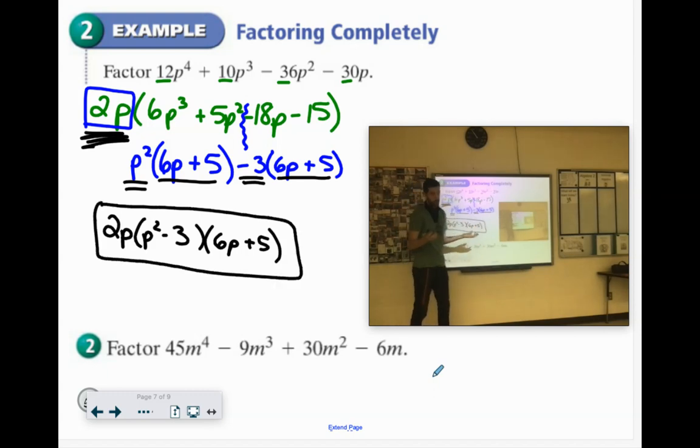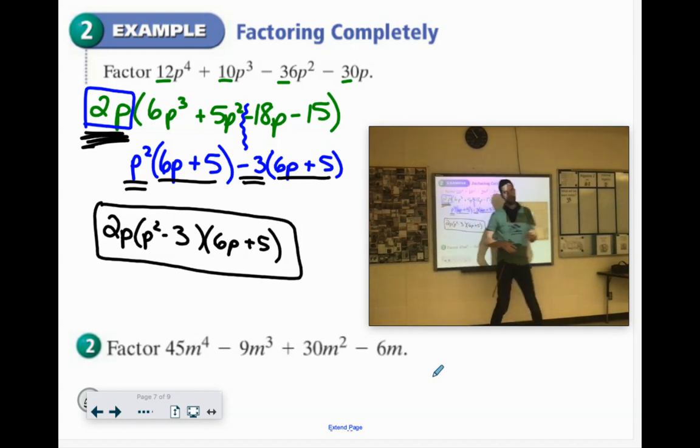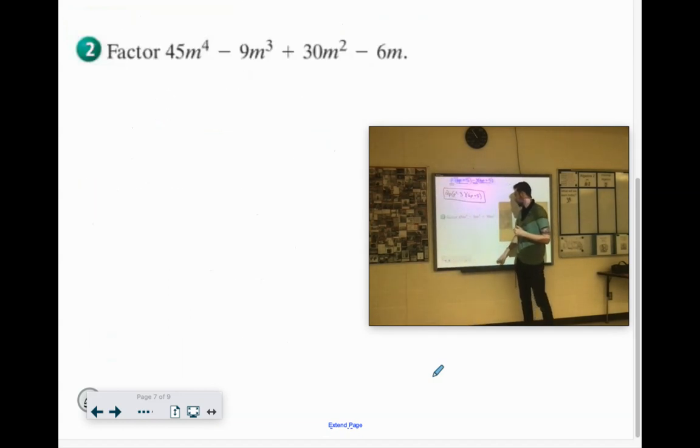Now, if you're saying, how would I check that if I had extra time? We talked about this, I believe, in 9.6 as well. You can FOIL the parentheses stuff and multiply by 2p at the end, or you can multiply 2p times p squared and negative 3, and then FOIL that with the 6p plus 5. It all works. So let's try another one.